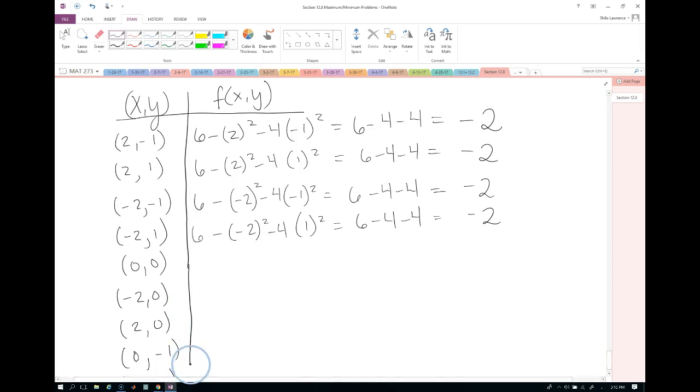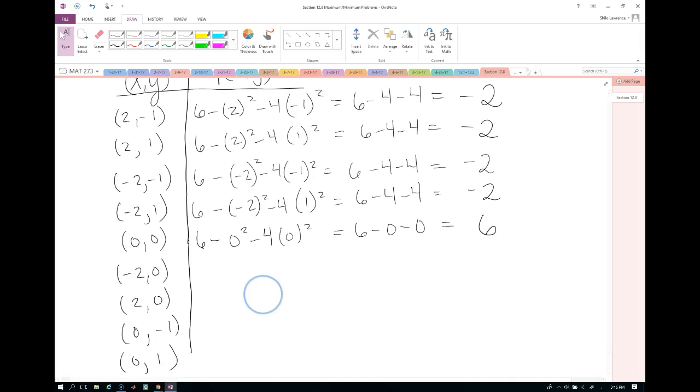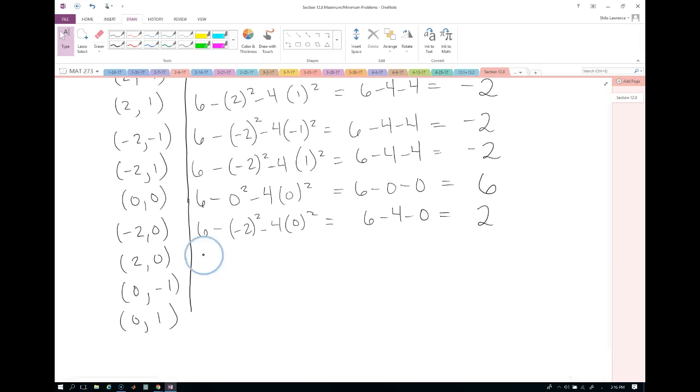Now, if we start plugging in these other critical points that we found on the interior and the boundaries, 6 minus 0 squared minus 4 times 0 squared, that's just 6 minus 0 minus 0, which is 6. And then we'll start plugging in these boundary critical values. 6 minus -2 squared minus 4 times 0 squared, that's just 6 minus 4 minus 0, which is +2. And we're going to get the same thing here for the next one. The only difference is the sign, but since we're squaring, it'll be the same.